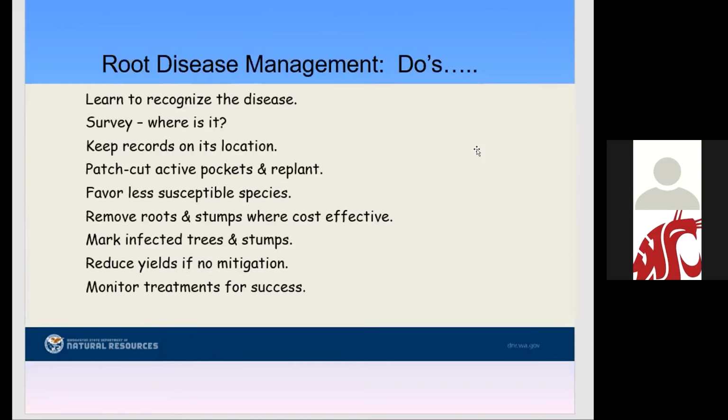And so management do's and don'ts around root diseases are really focused on, one, surveys to locate the pathogen, because it's not going away. Looking for bark beetles, they may be there one year and they're gone the next. Other diseases, they show up and then they move on as the weather changes and conditions become unfavorable. But root diseases, they will persist on your site. So knowing where they are is really important.